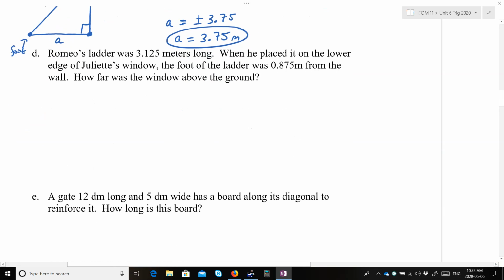Letter D. Romeo's ladder was 3.125 meters long. When he placed it on the lower edge of Juliet's window, the foot of the ladder was 0.875 meters from the wall. How far was the window above the ground? Okay. Ladder.